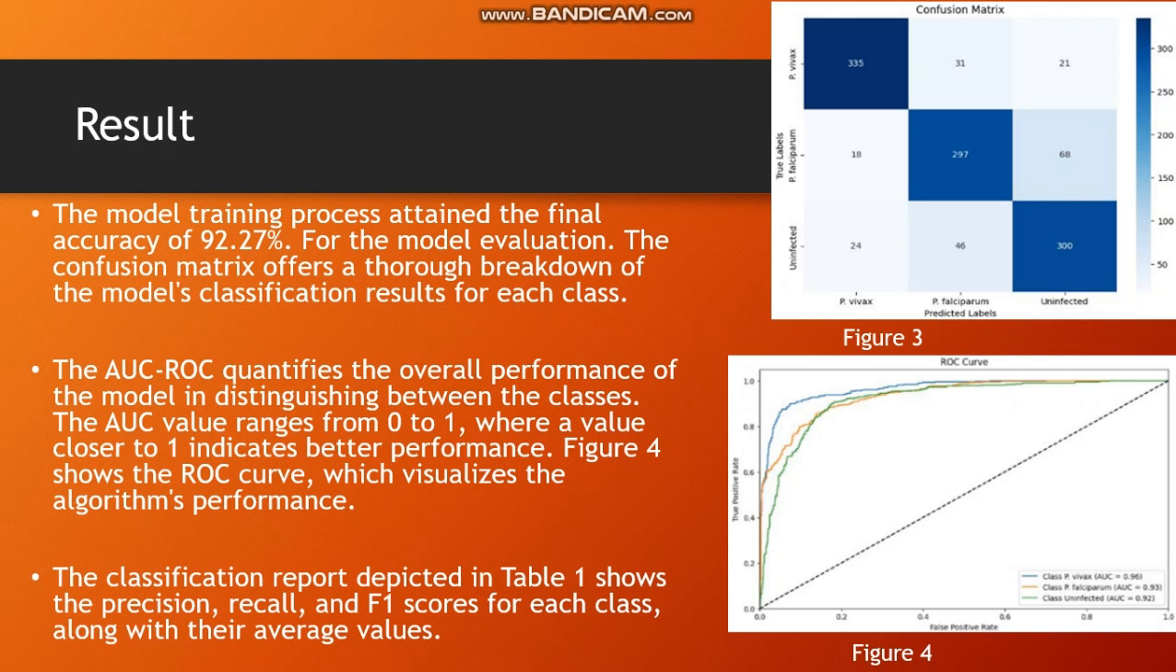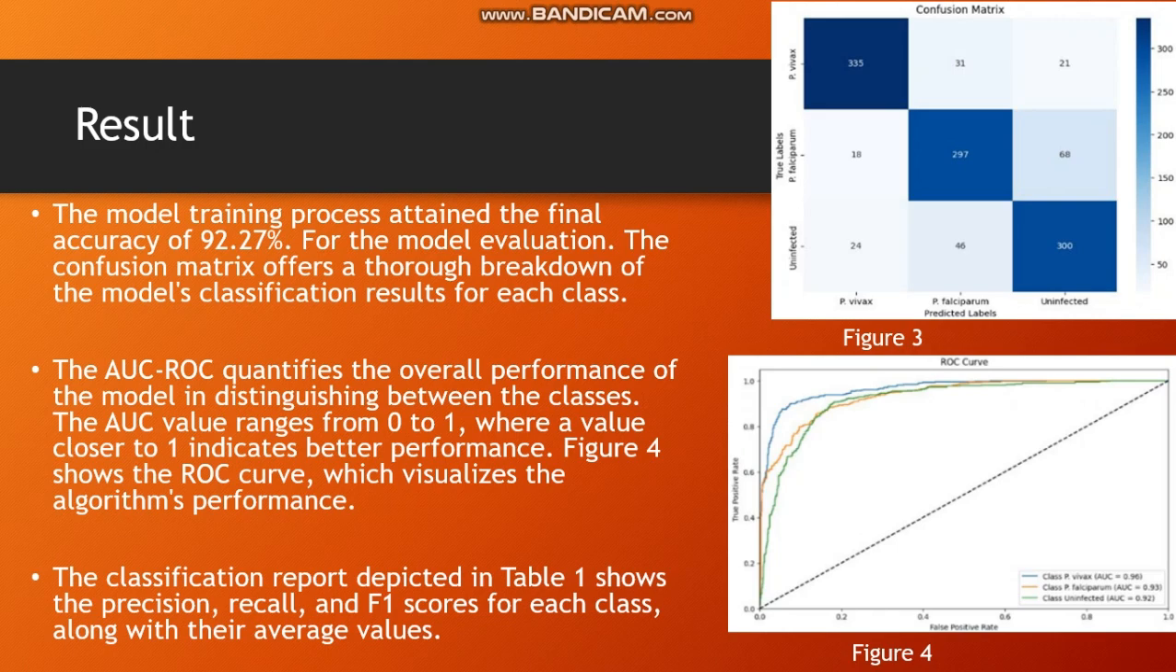The area under the curve quantifies the overall performance of the model in distinguishing between the classes. The area under the curve value ranges from 0 to 1, where a value close to 1 indicates better performance, as seen in figure 4, which visualizes the algorithm's performance.